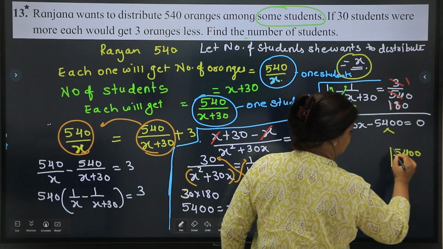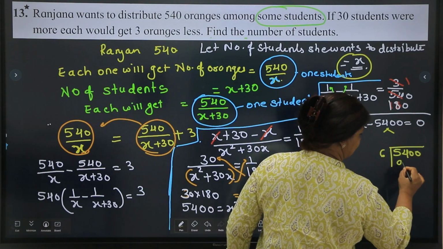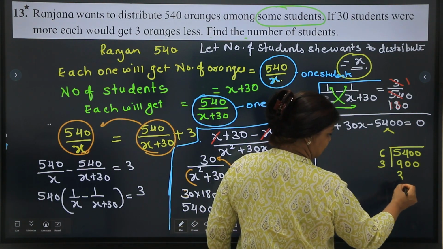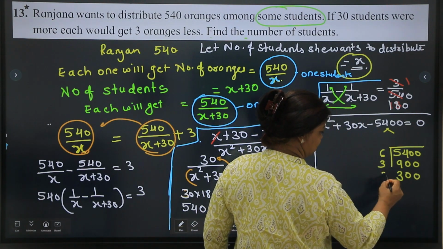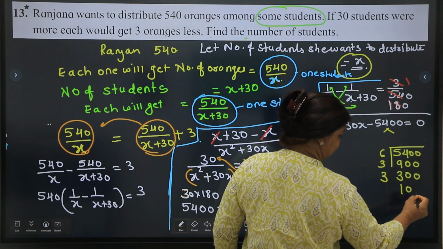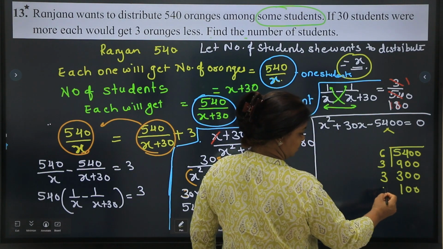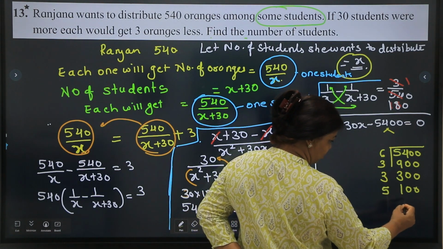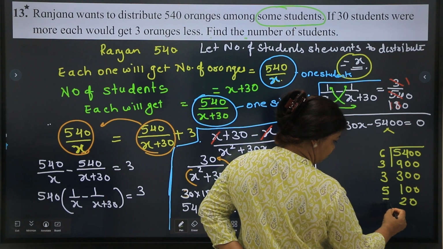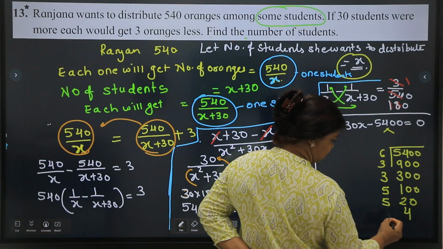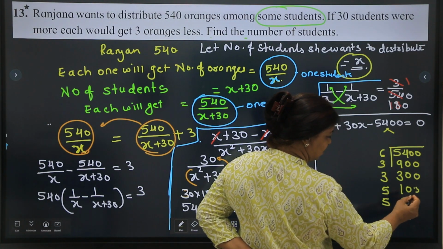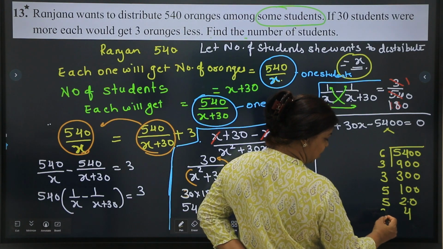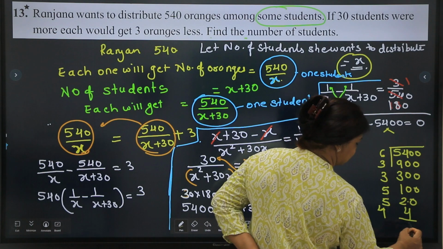5400, 6 9s are, 3 3s are, 3 10s are, 5 2s are, 5 4s are. 5 2s are 10 and 0, 5 4s are 20 and 4 1s are.